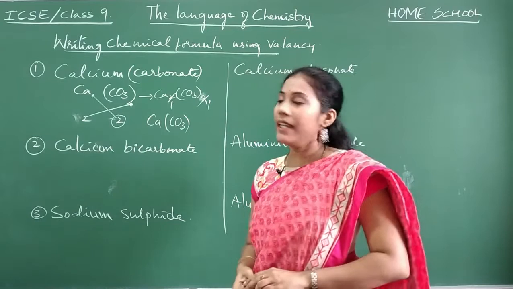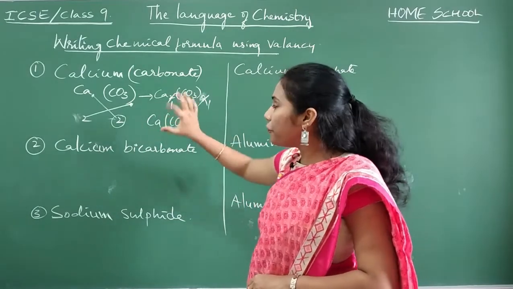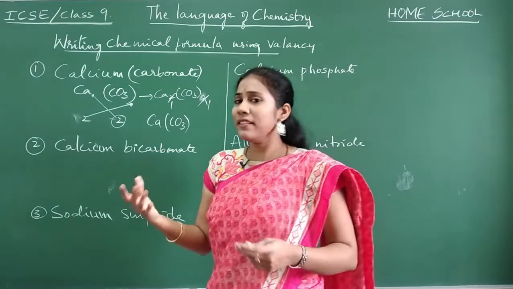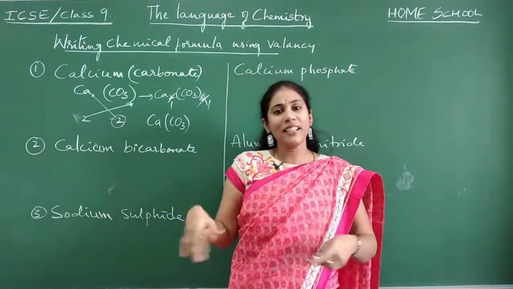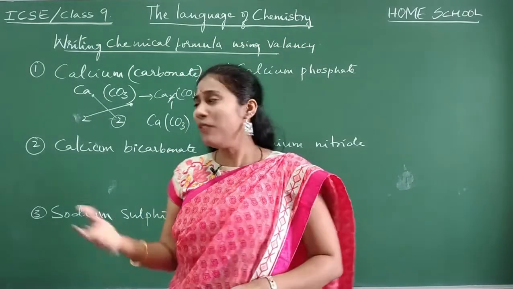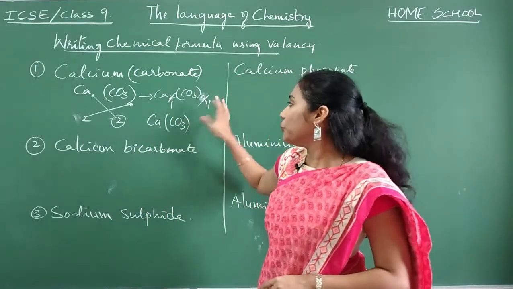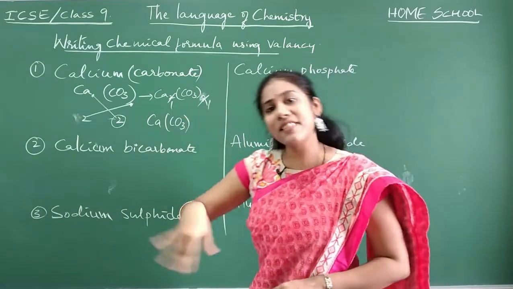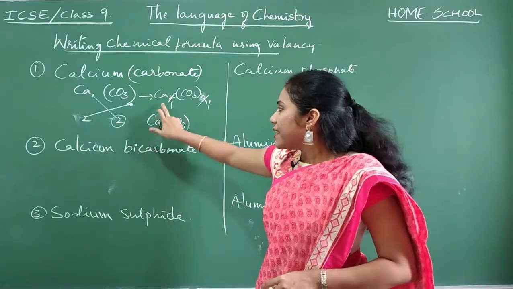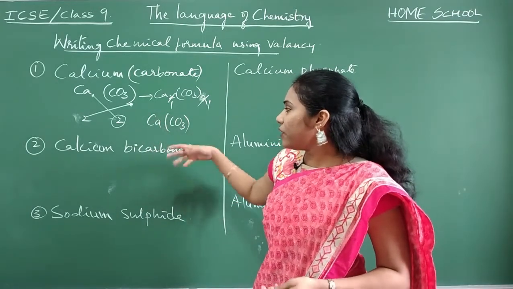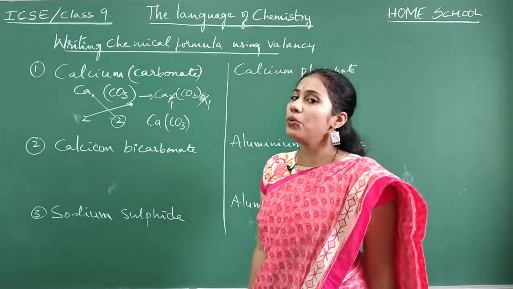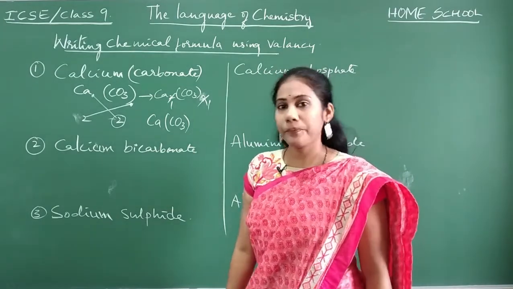CaCO3. So when the digit is the same for both the positive part and the negative part, then you need not consider the digit. Anyway, it will get cancelled, right? So you can indicate 1. And 1, if you indicate or don't indicate, it means that there is 1. Yes or no? If no number is there, then which number would have been there? 1 only. So you need not indicate 1 when it is there. Clear? Fine.